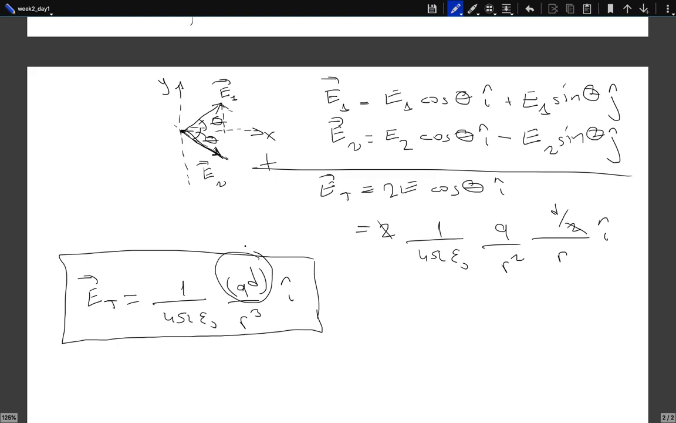Now, any questions on this example? Because now we will be going on to more complicated examples.